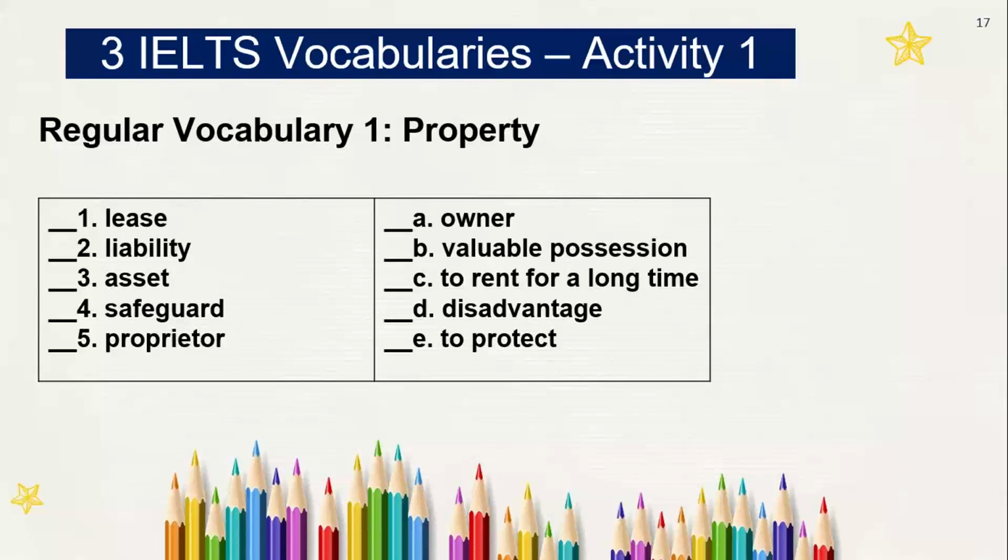All right. Number 3, asset. So we have liability, and now we have asset. What is an asset? What letter is asset? All right, Michelle says it is letter B, and she's correct. A valuable possession. An asset is a valuable possession.